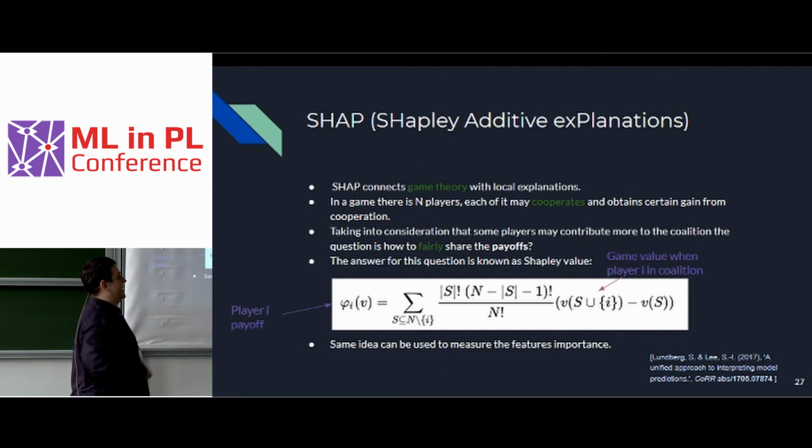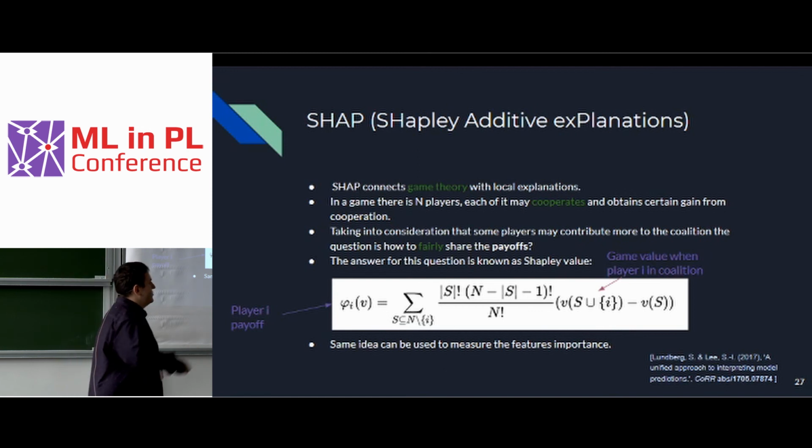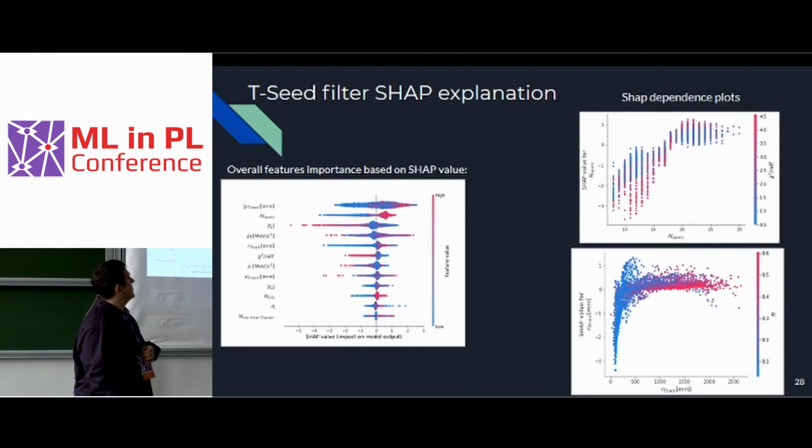This is a pretty complicated equation, but basically what we are doing is calculating the value of the game. So let's say the score of the classifier when the particular feature is taken into consideration, minus the value when it is not in the coalition. And this idea gives you how important some particular feature is. And SHAP is a package written in Python, so you can very easily use it.